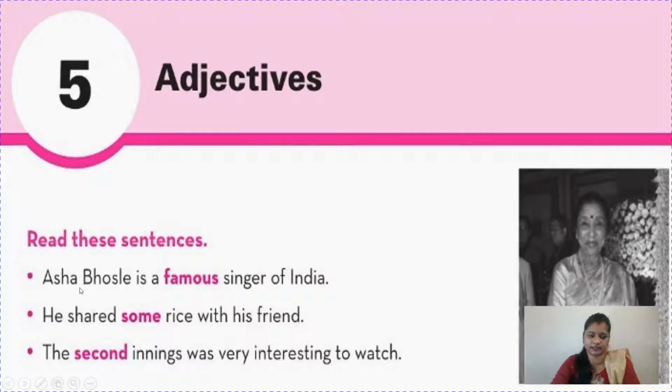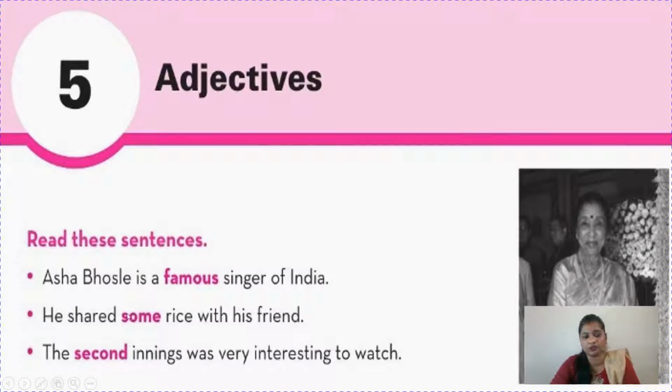Read these sentences. Asa Bhosle is a famous singer of India. Yes, we know Asa Bhosle is a proper noun. But one more noun is here, singer. It's a common noun. And which word is modifying it? Famous. So famous is an adjective. And children, it is telling a quality of a singer, so it will become an adjective of quality.